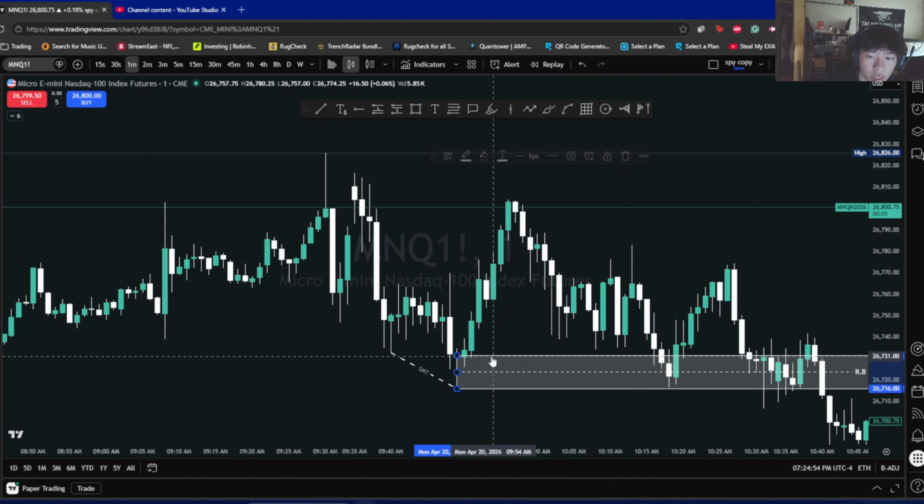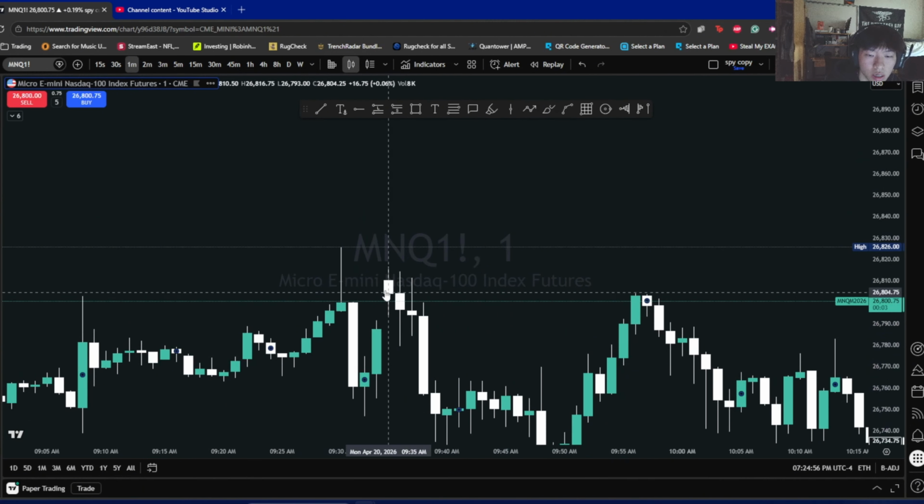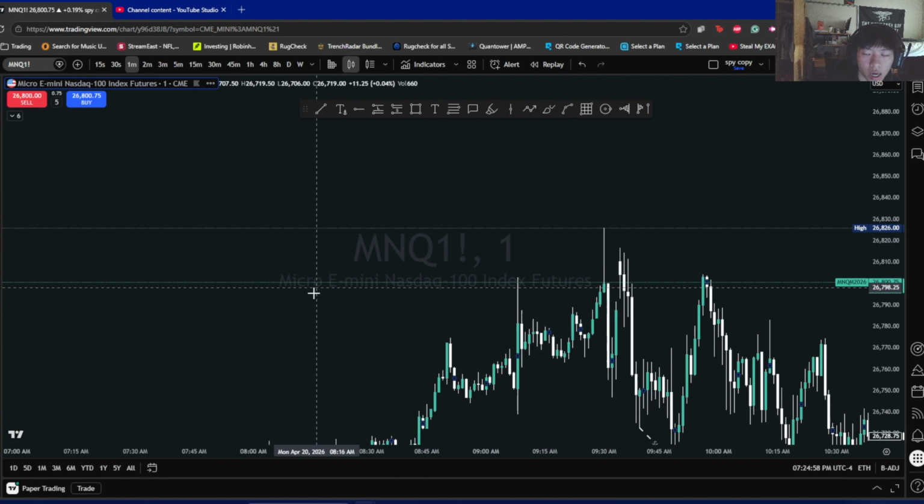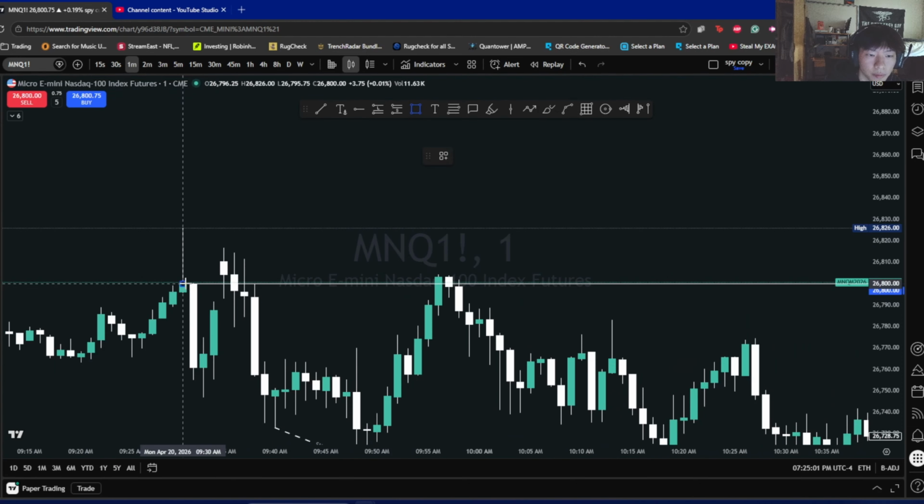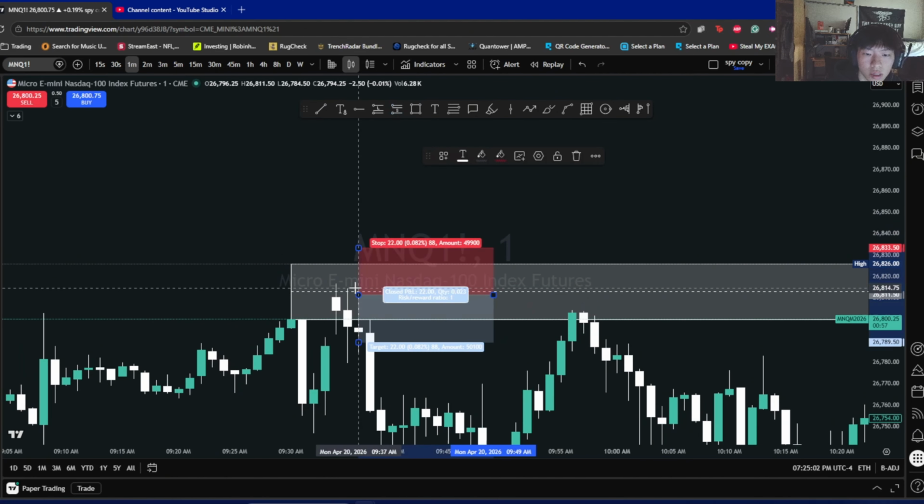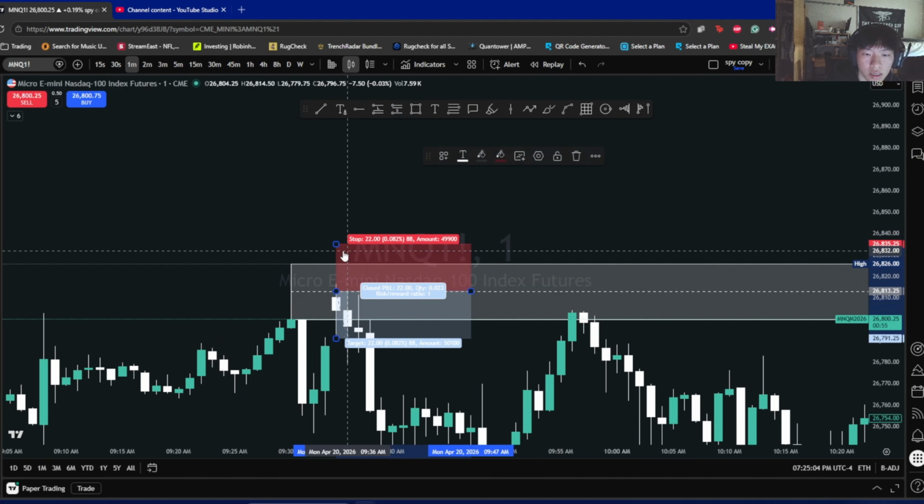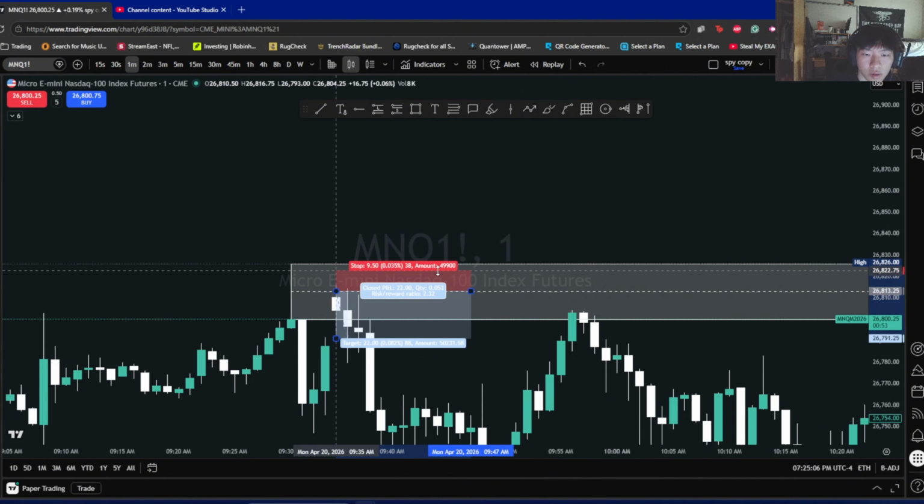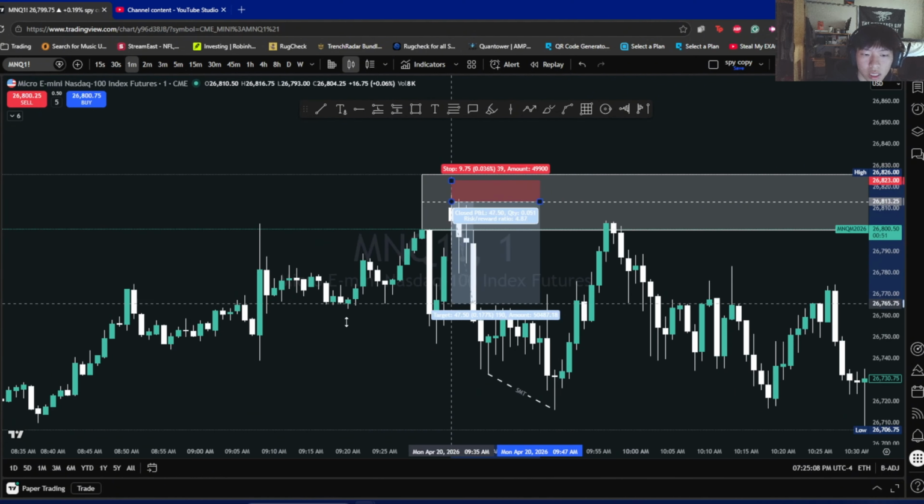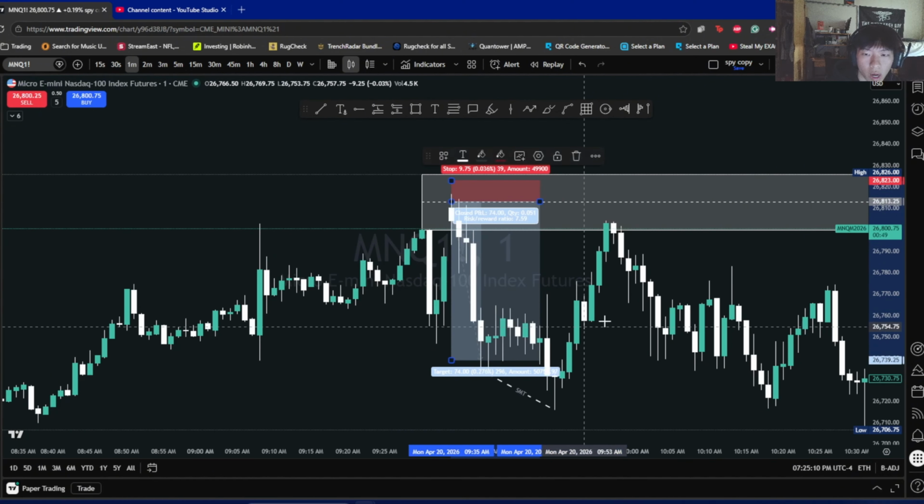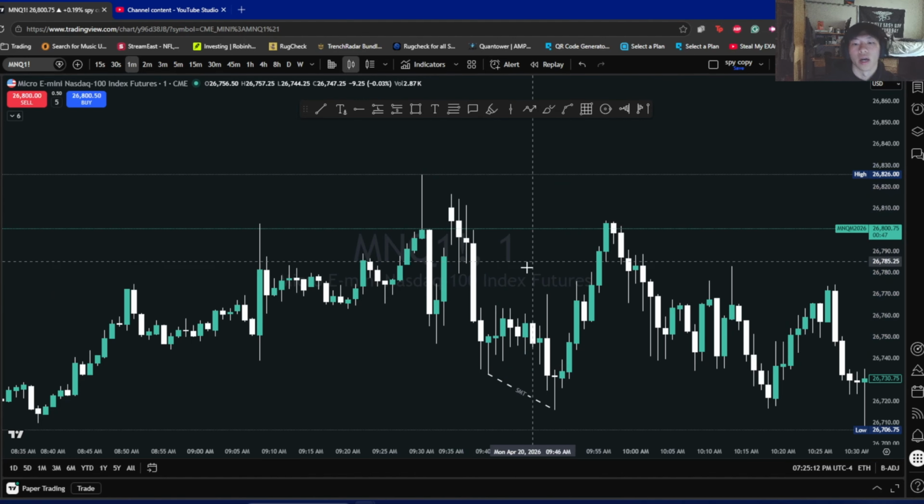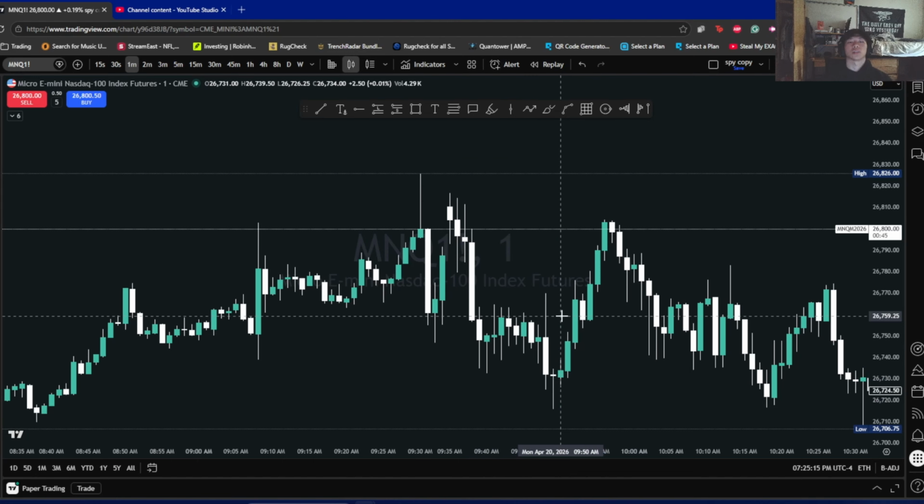Wow. There's a rejection block right here where price tapped into a higher time frame. We have this right here on the CE. You could have done a 10-point stop targeting the low. Wow. 1 to 7.5.